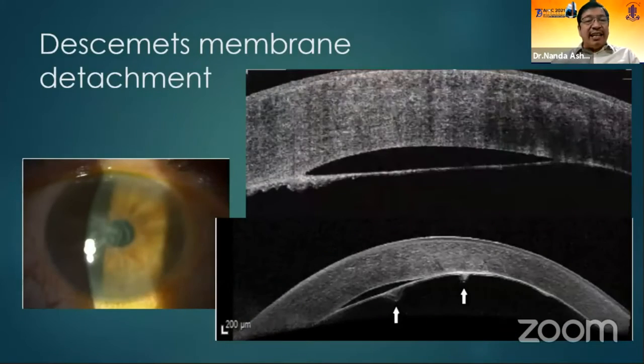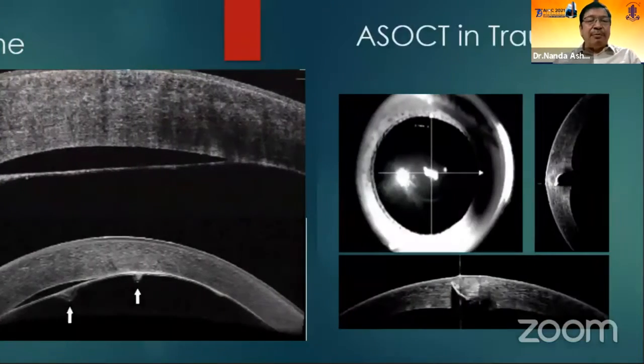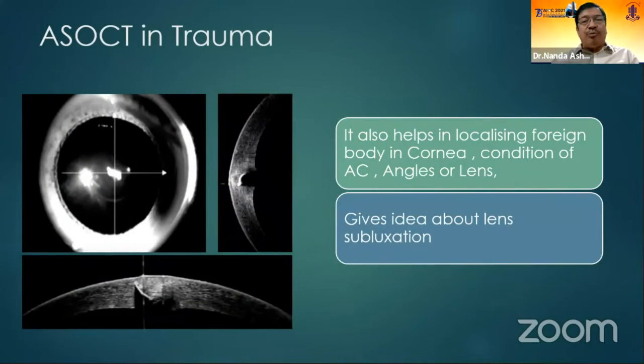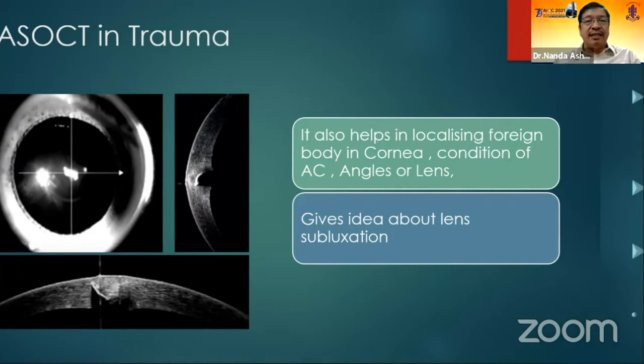In a post-cataract scenario, if the cornea is edematous, it can tell us about detachment of the Descemet's membrane and accordingly help us in planning treatment. In trauma, it can localize foreign bodies and tell at what depth the foreign bodies are. In addition, it can also give an idea about subluxation of the lens.